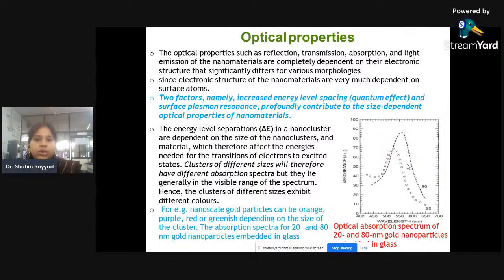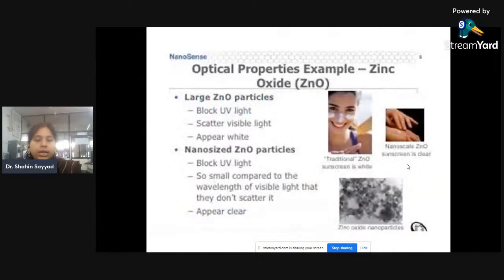So it is totally related with the electronic structure of the material. Another example, you can consider zinc oxide. Zinc oxide is generally used as a UV blocker. If you have large particles, they block UV light. They scatter visible light, so they appear white. While if you use nanosized particles, they can also block UV light.